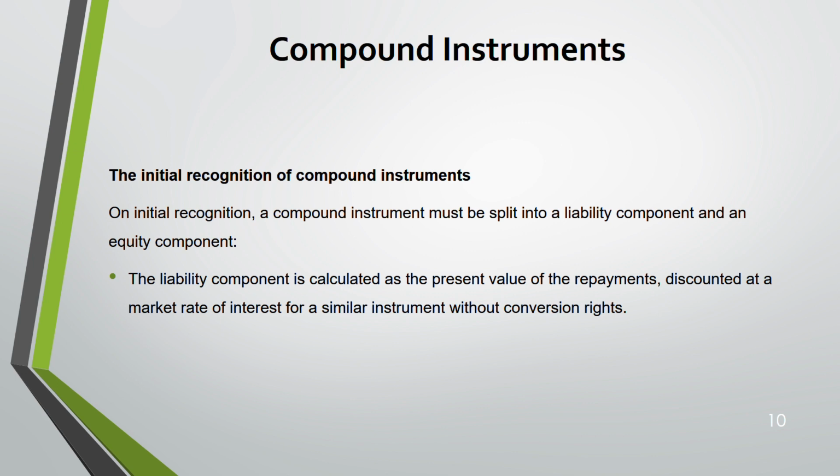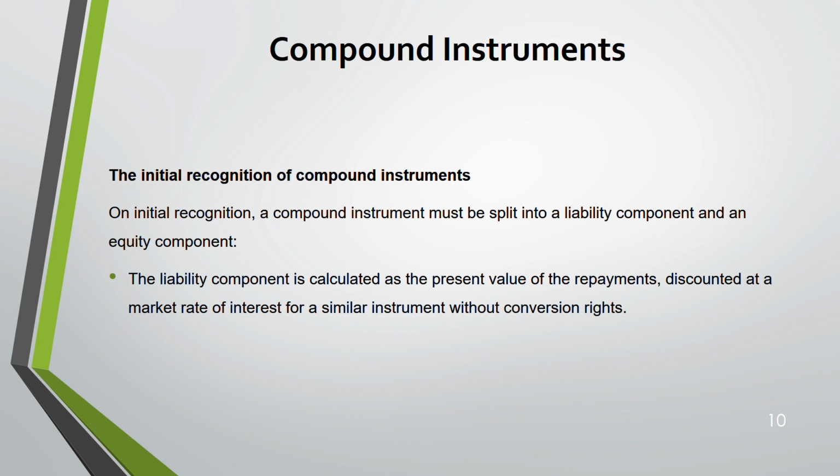How do you start? Always with the liability component. First, the liability component. This is the first thing you have to work out. Why? Equity component is the balance. Okay. How do you calculate the liability component? It is calculated as the present value of the repayment, discounted at the market rate of interest for a similar instrument without conversion right.